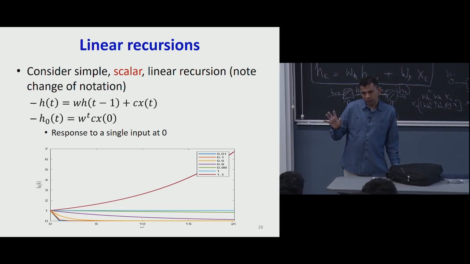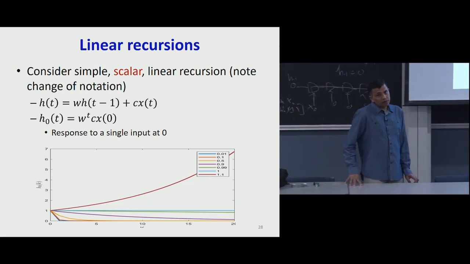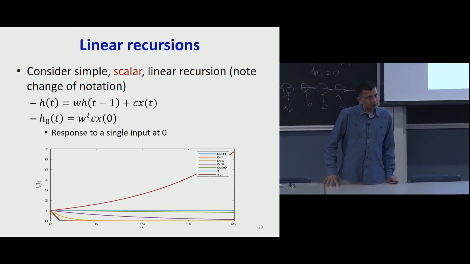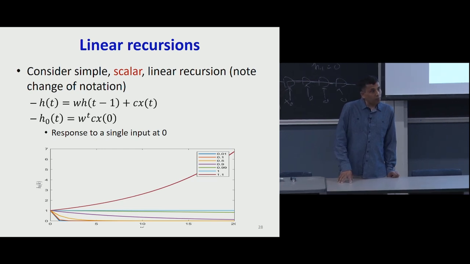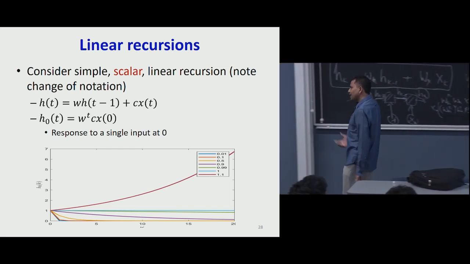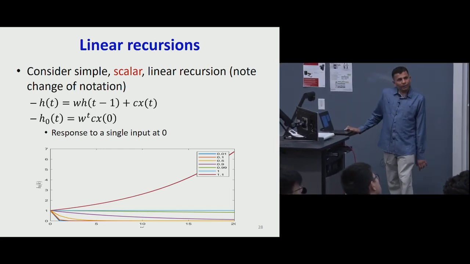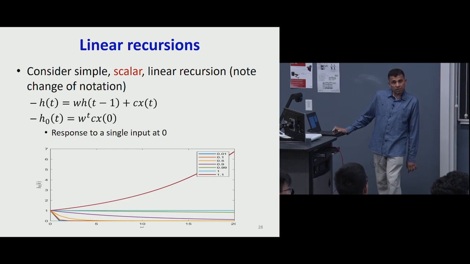Everybody clear about what's happening over here? How will this behave? What happens if w is greater than 1? It will just blow up very quickly, exponentially fast. What happens if w is less than 1? It's just going to fall down really fast. Either way, it's going to either blow up or it's going to vanish, which means that memory is going to be dependent on the actual weight values, on how well it remembers things.